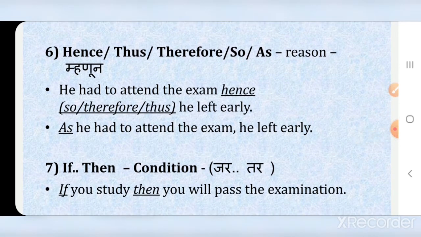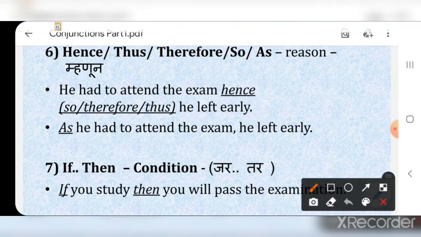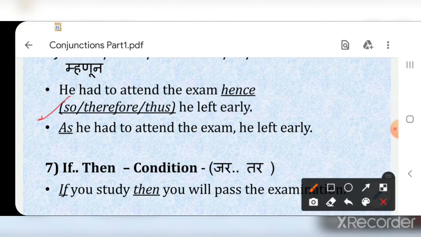Now next one: hence, thus, therefore, so, as. He had to attend the exam, hence he left early. Here you can use other conjunctions as well. He had to attend the exam, so he left early. He had to attend the exam, therefore he left early. He had to attend the exam, thus he left early. As he had to attend the exam, he left early. Here we have used as in the beginning of the sentence.